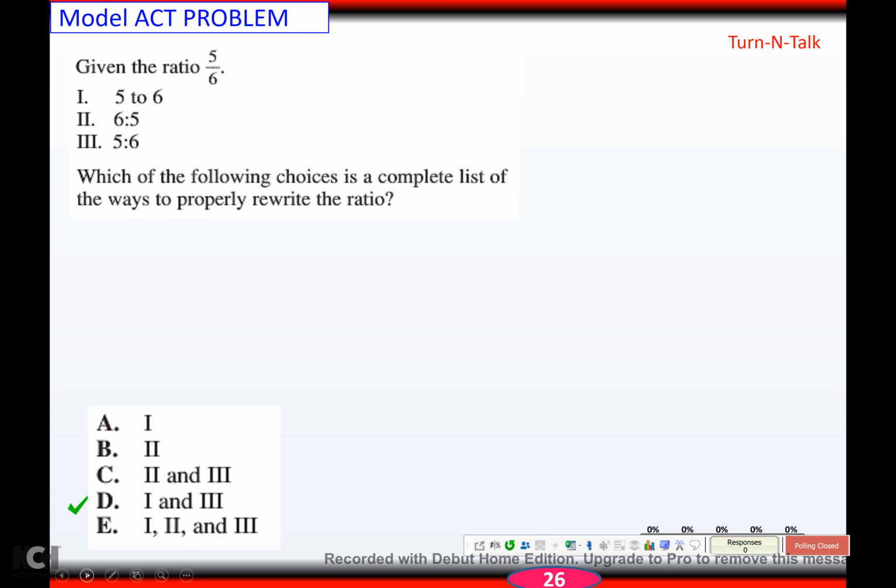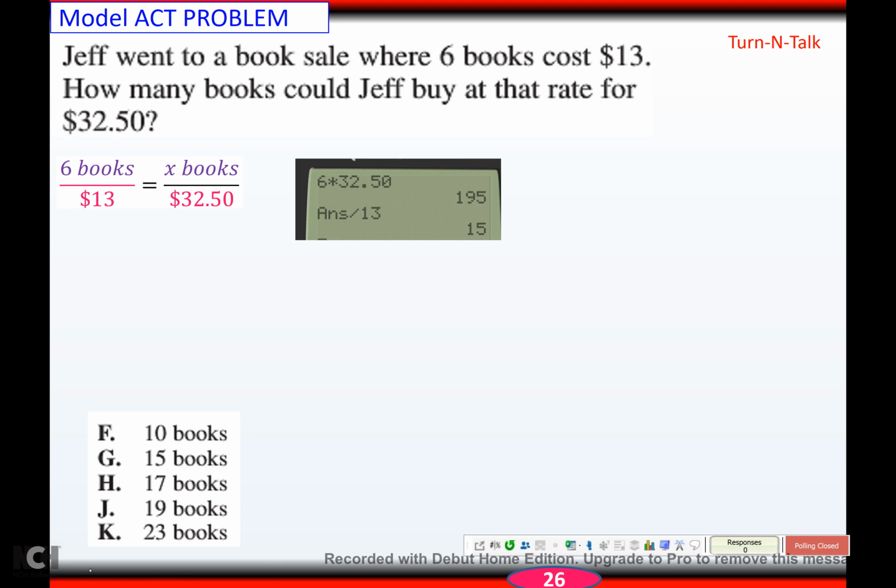All right, number 13 says, given the ratio 5:6, which of the following choices is the complete list of the ways to properly rewrite the ratio? You can do a fraction, you can do words, and you can do a colon. Those are the only 3 ways. And you don't ever switch the numbers up. It's always numerator to denominator, not denominator to numerator. So it's only 1 and 3. Oops, backwards.